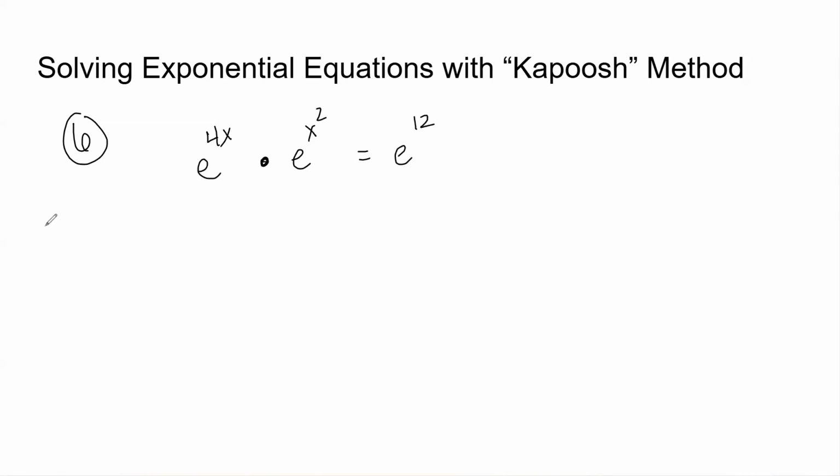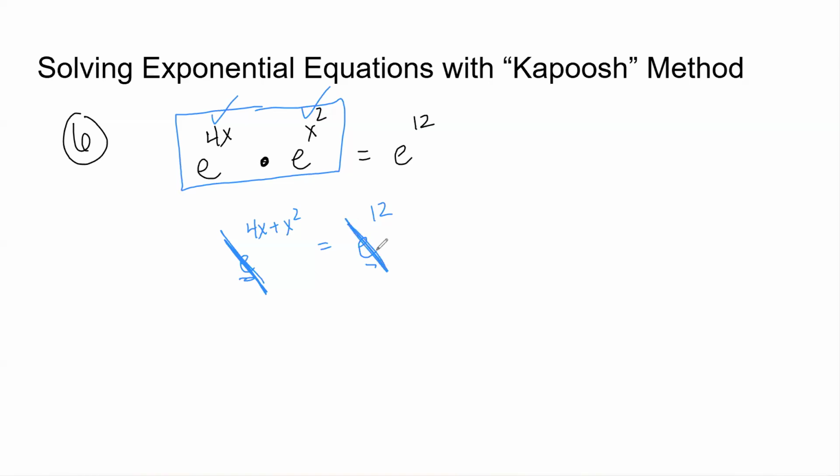I want to kapoosh, but this side, I need to get this together. We're going to keep our base, which is E, and when we're multiplying, the rule is we add the exponents. So that'll be 4x plus x squared. The other side was fine. Now we have E and E, kapoosh, kapoosh. So you do it the same exact way. Don't be scared of E. So we have 4x plus x squared equals 12.